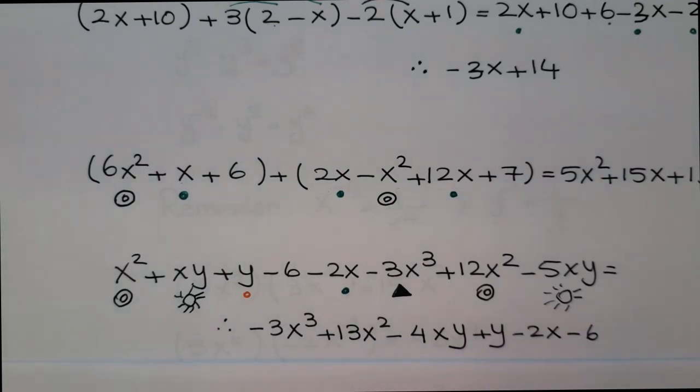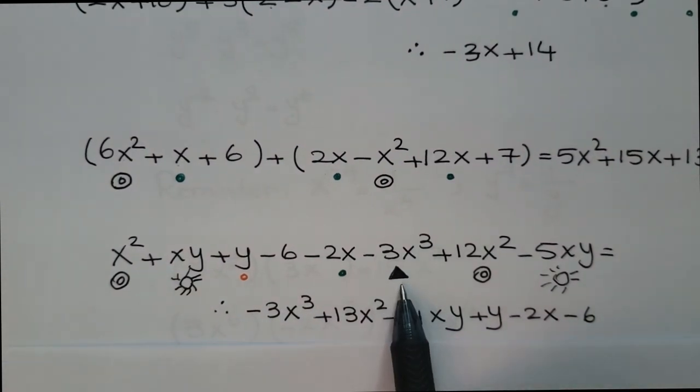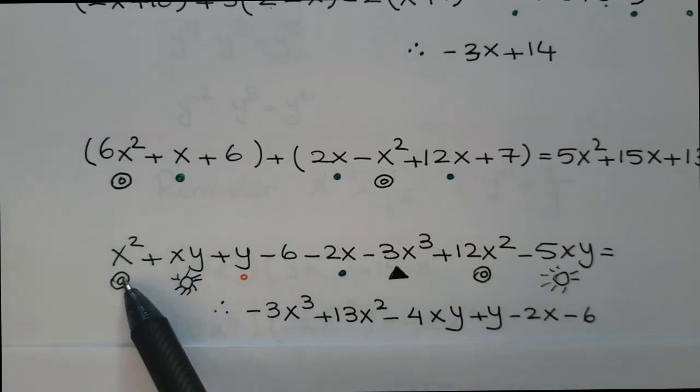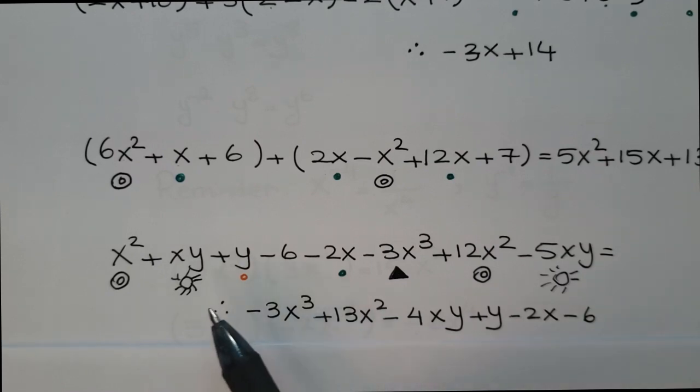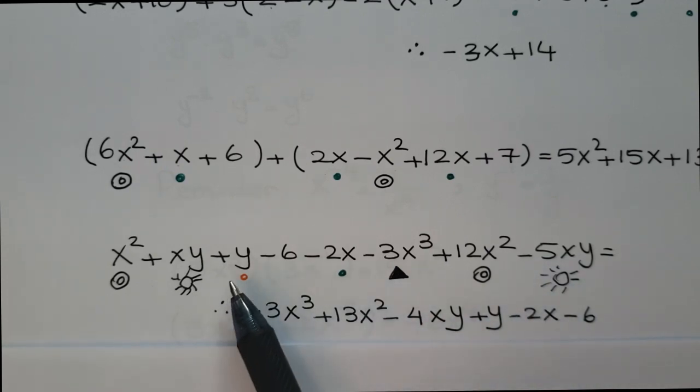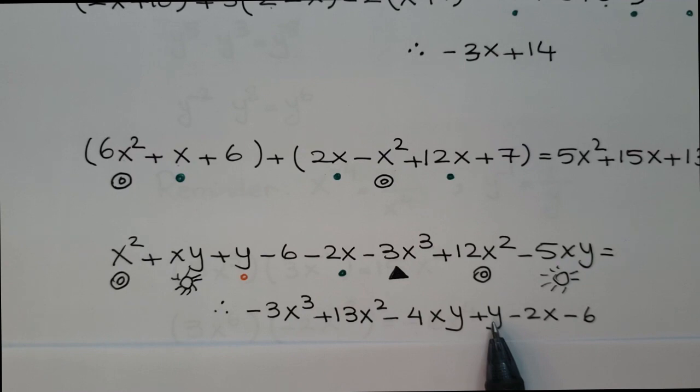So I start with cube, which is the triangle, so -3 of those. Then I start with the donuts. I had 1 here, 12 here, 13. So how many suns in the sky? 1 here, took away 5, -4. And then how many oranges? 1 orange. And then -2 apples. And then the constant, it's -6. So as you can see, it could be a combination of many different objects.